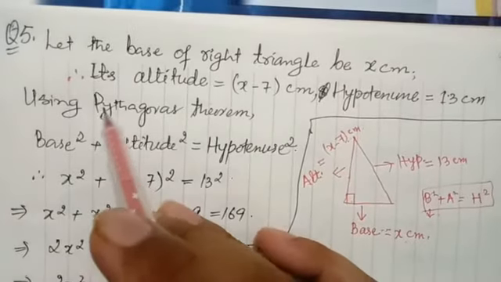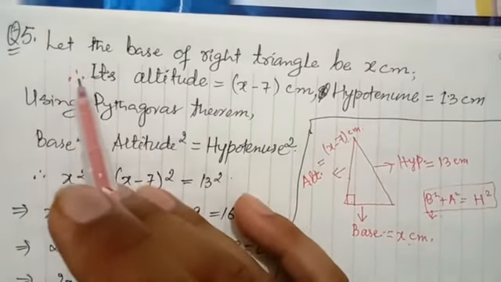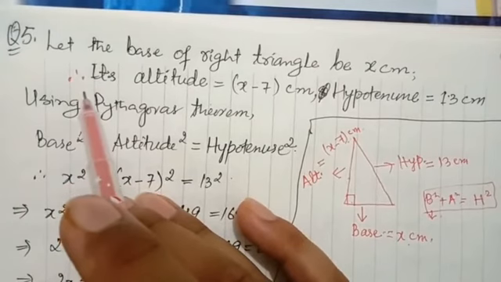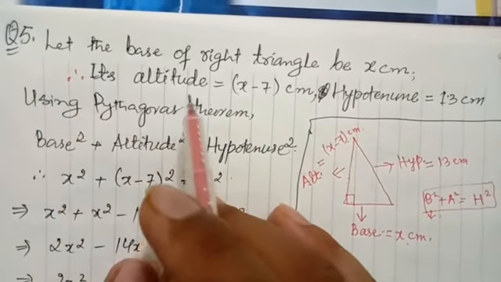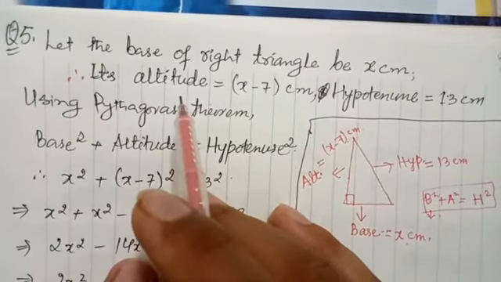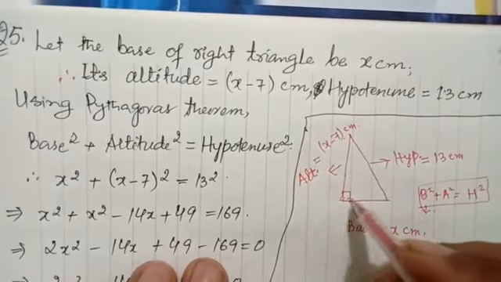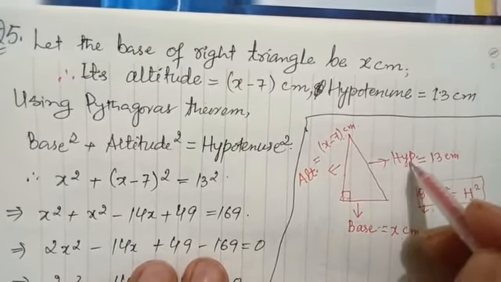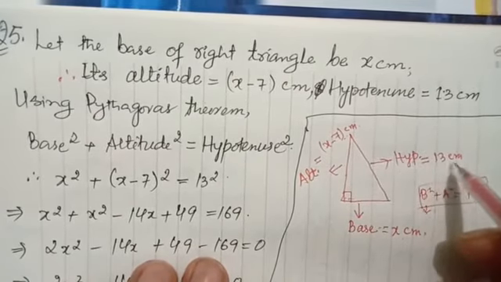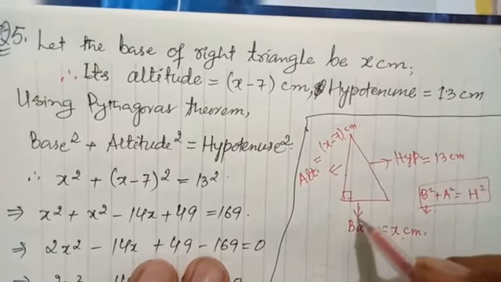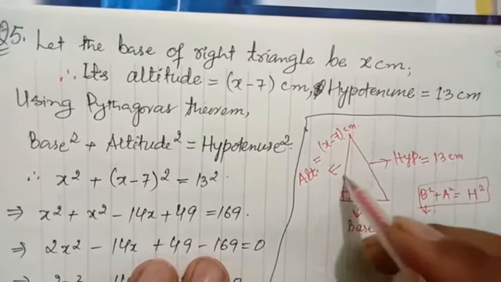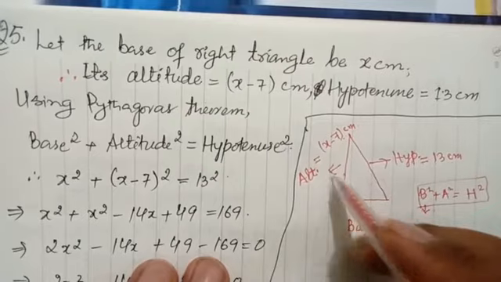Now we will solve question number 5. The altitude of a right triangle is 7 cm less than its base. If the hypotenuse is 13 cm, find the other two sides. See here, we have a right-angled triangle. The longest side is the hypotenuse and it is given, it is 13 cm. And this side we will consider as base and this side we will consider as altitude.